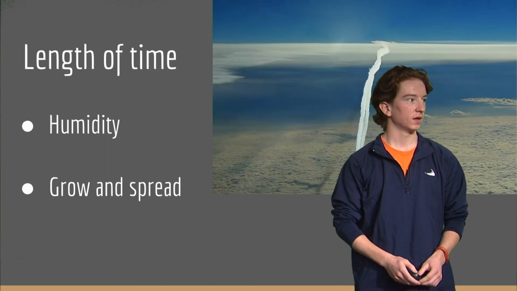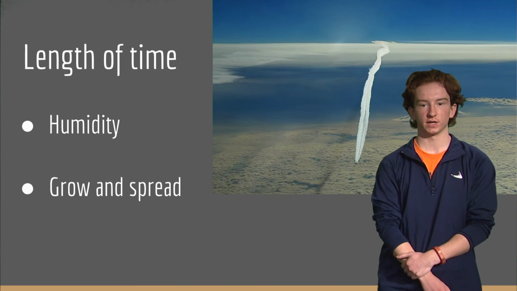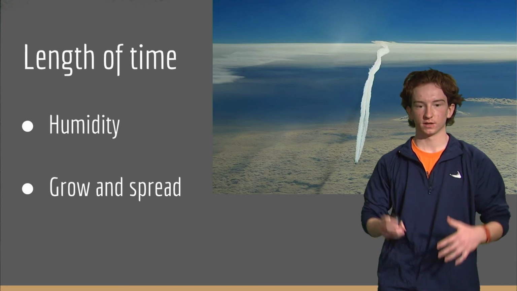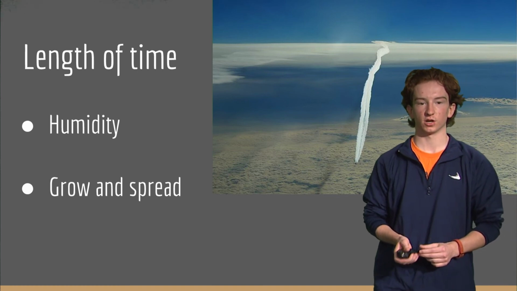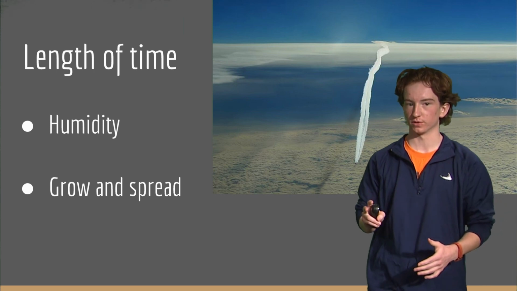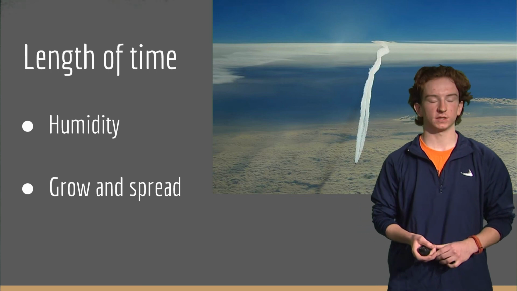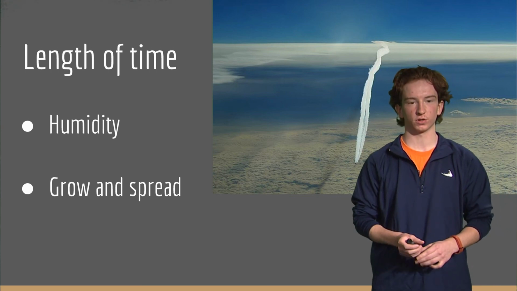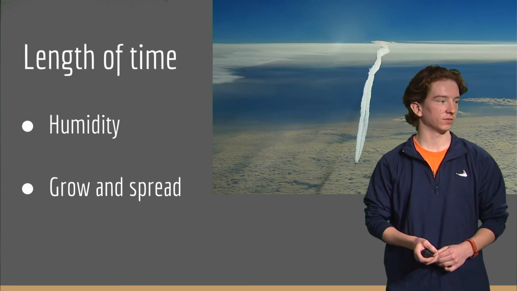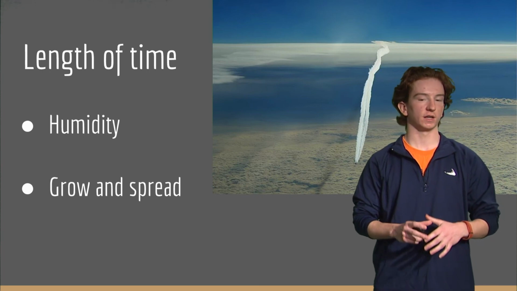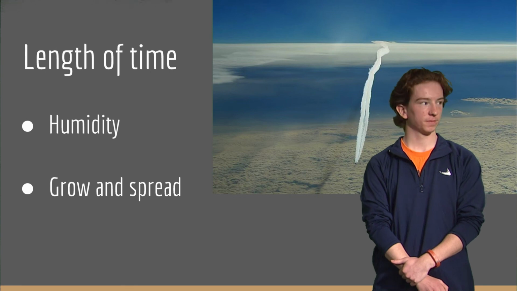The length of time that a contrail is able to stay present in the atmosphere depends on the humidity. If it's really humid, it'll stay longer than if it's not. If it's just barely over 100% humidity, but the more humid it is, the longer it'll stay. These can stay for just a few seconds and be really short, or they can last a really long time, like hours. And sometimes when they last longer, they can grow and spread out and move around just like any other cloud with the wind.